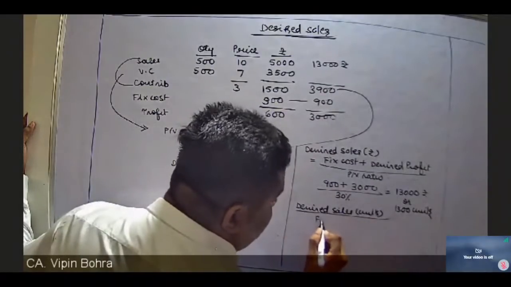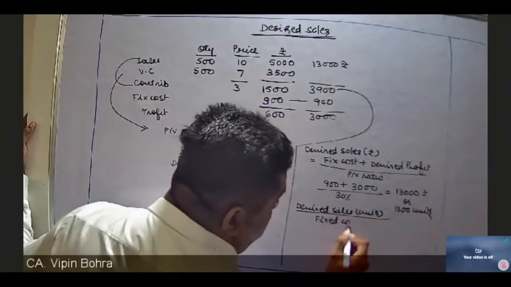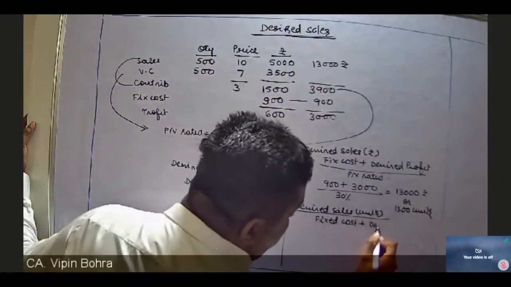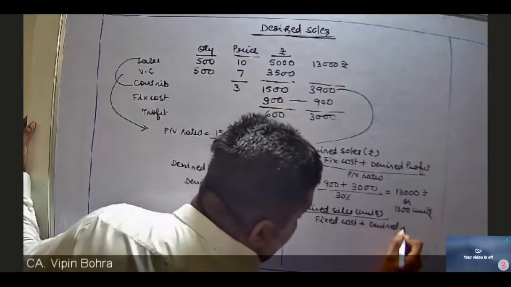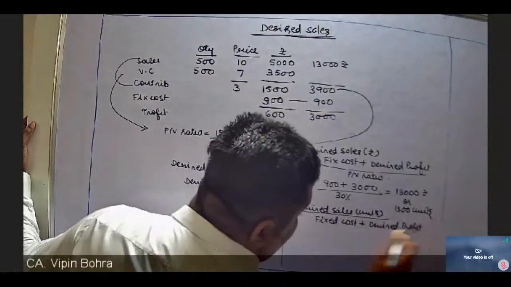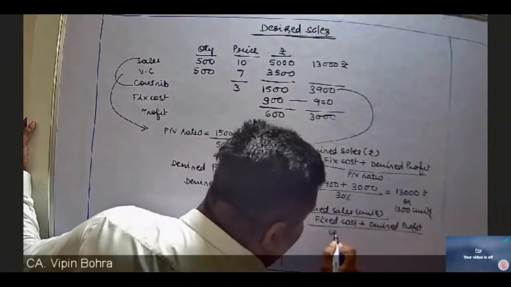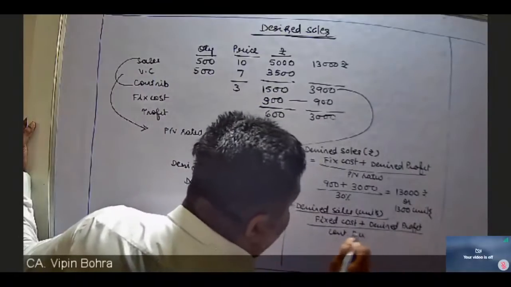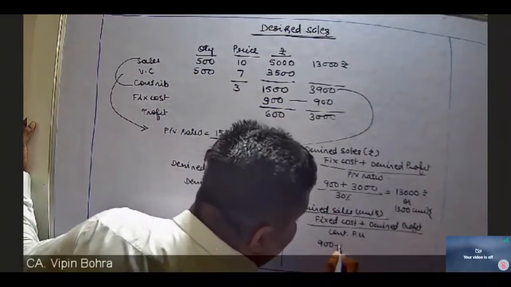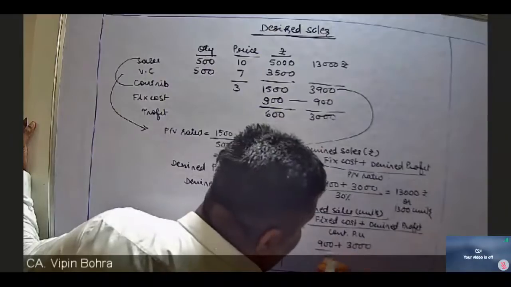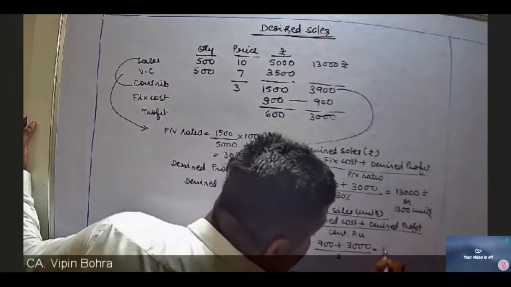So fixed cost plus desired profit divided by contribution per unit. How is this formula derived? I have already explained it, guys. 1300.